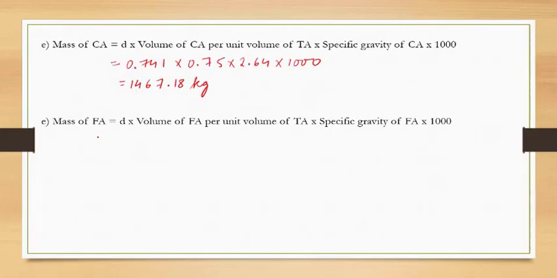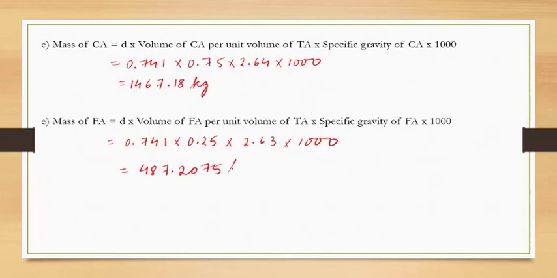Similarly, we have the mass of fine aggregate, which is equal to D into volume of fine aggregate per unit volume of total aggregate into specific gravity of fine aggregate into 1000. So D is again 0.741. Volume of fine aggregate per unit volume of total aggregate, we have 0.25. Specific gravity of fine aggregate, given in the question, is 2.63 into 1000, which is equal to 487.2075 kg. So this is the mass of fine aggregate.